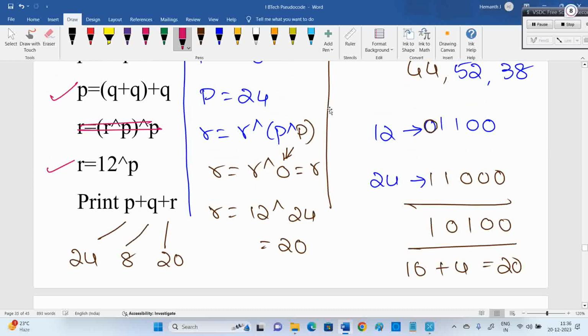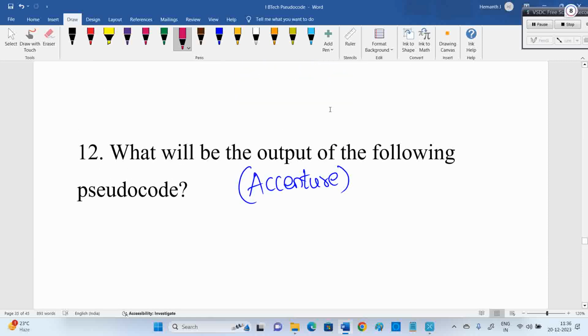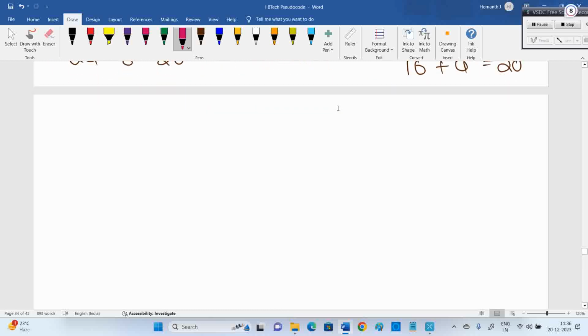I hope you understand question 12. Any doubt in this, please? Question number 12, is that clear? Now let's see the 13th one.